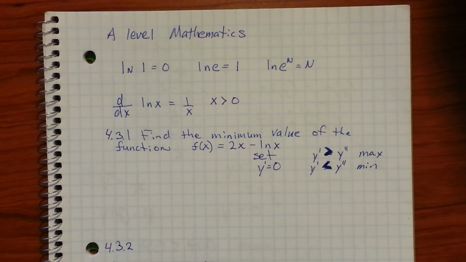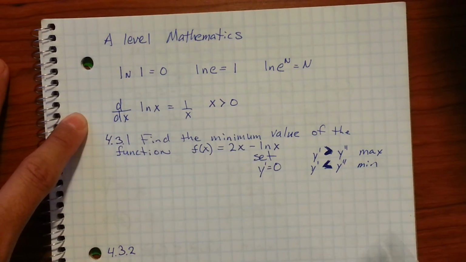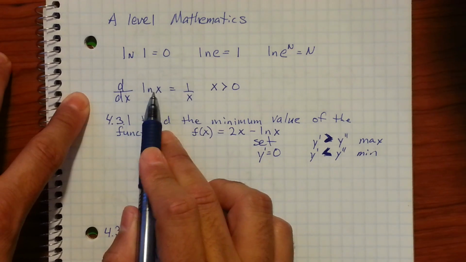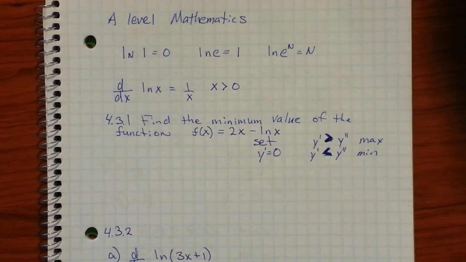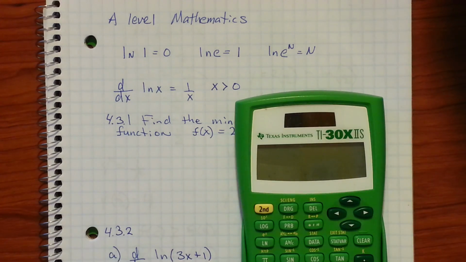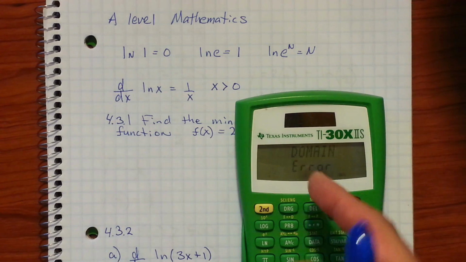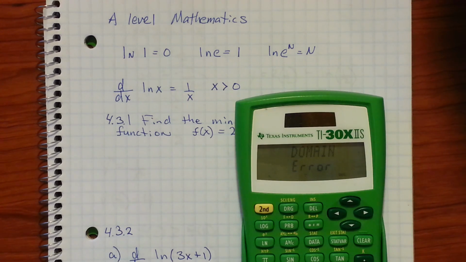Now, the next thing I need to deal with is the derivative of ln x. The derivative of ln x is going to be 1 over x, where x is greater than 0. I'll explain why that's greater than 0. If I clear my calculator to try and prove this, and go ln of -1, I get a domain error. Domain error for all of these is actually going to happen.